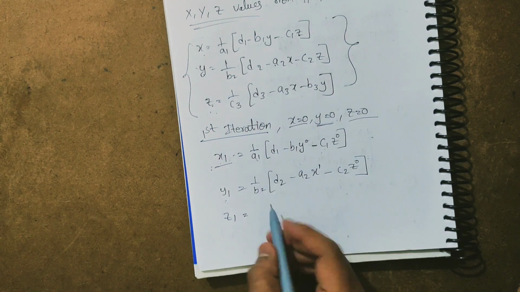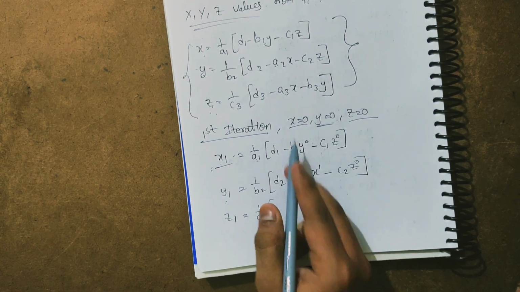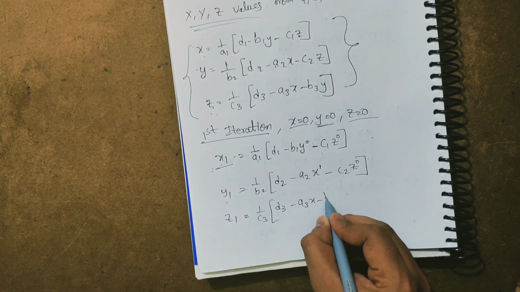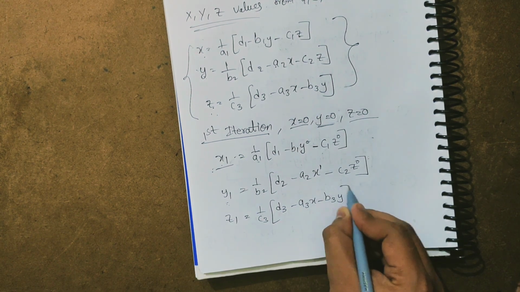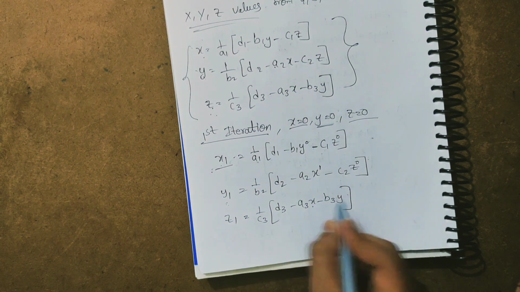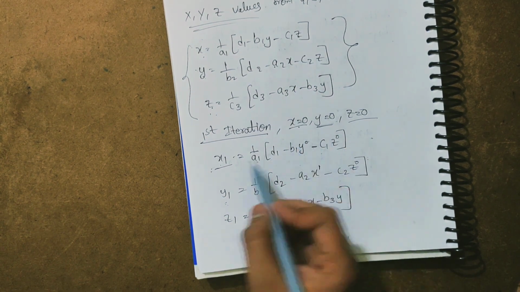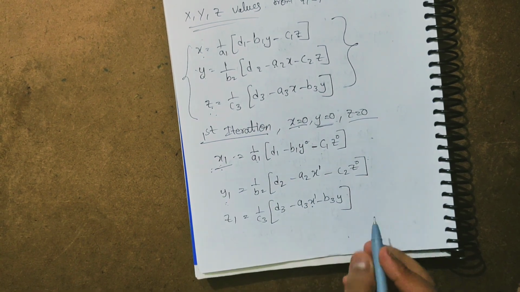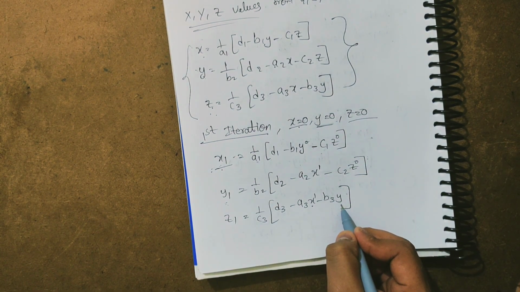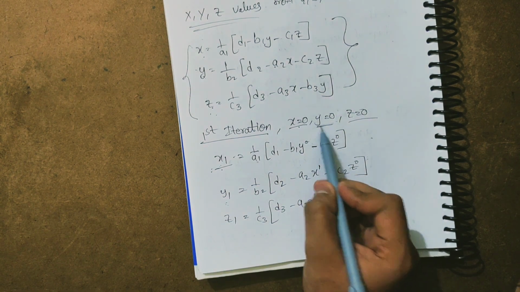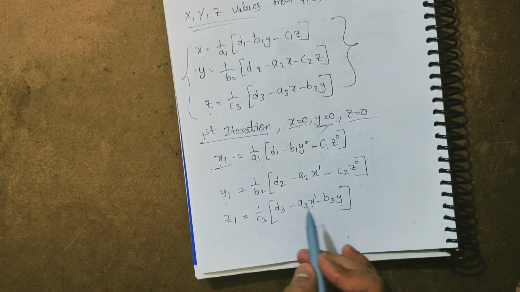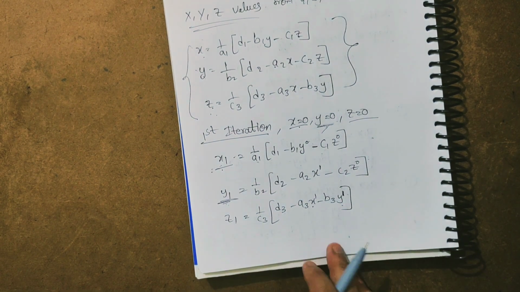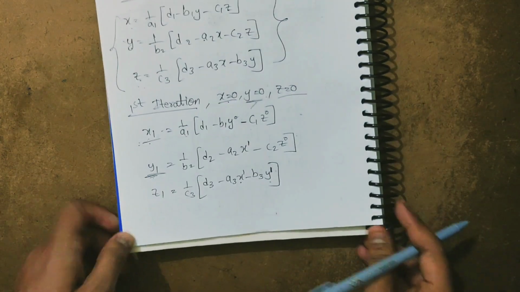What is the z1? 1 by c3 times d3 minus a3x minus b3y. So in this x place, which value do we have to take? X equal to 0? No, we have to take the x value which we found just before, x1. Now in place of y, which one do we have to take? Y equal to 0? No, we shouldn't take y equal to 0. We should take the y value we found just before, y1. You got it? So we just have to take like this.